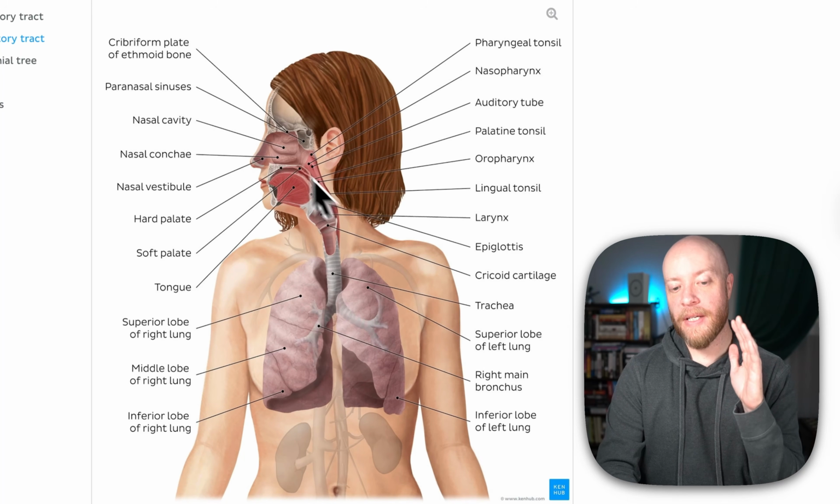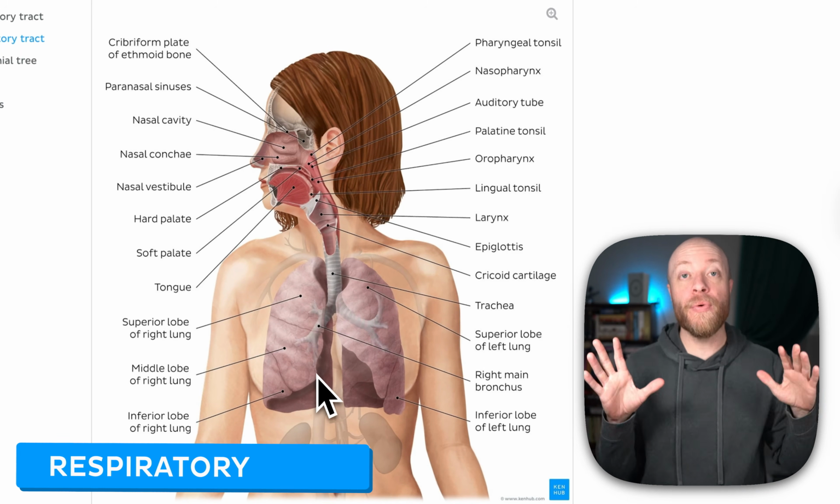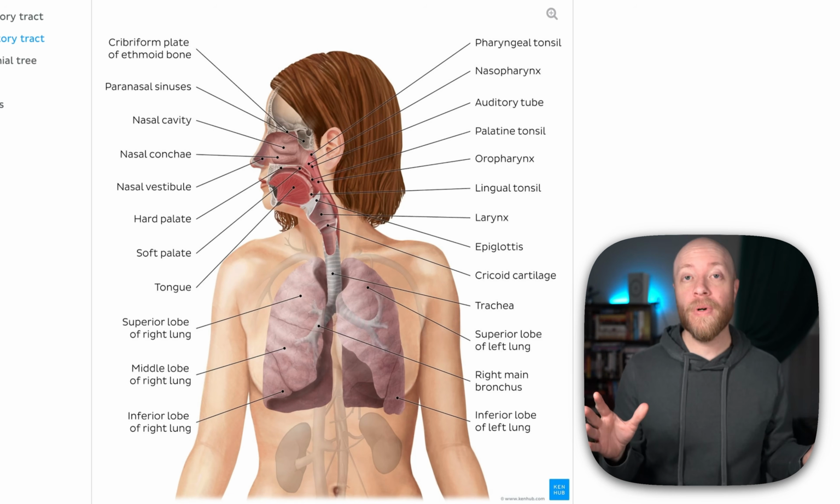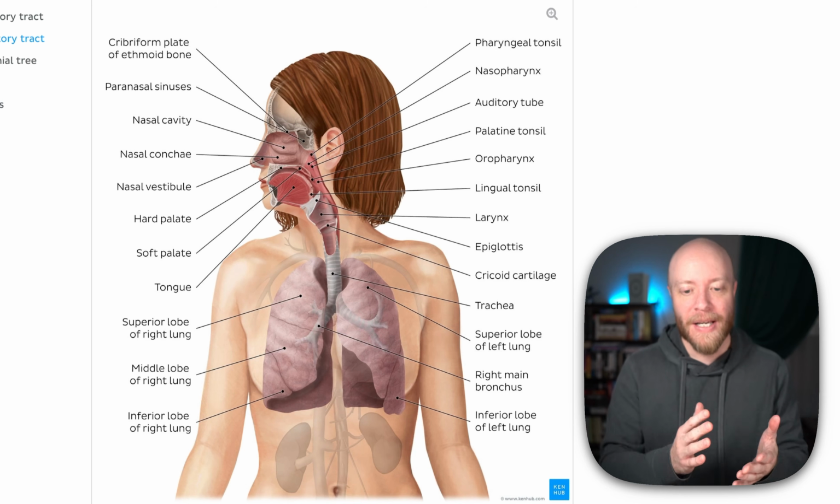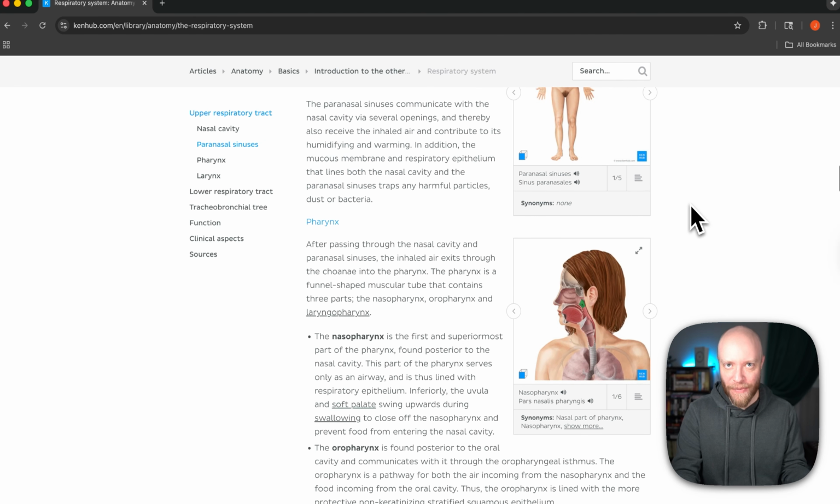This right here is a partially sagittal and then partially anterior view of the respiratory system. Now, the respiratory system is a whole bunch of organs that are working together to help you breathe in and out. So our goal in today's video is to use this 100% free Kenhub article.